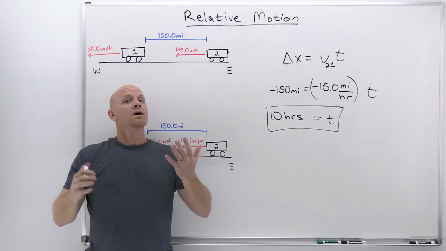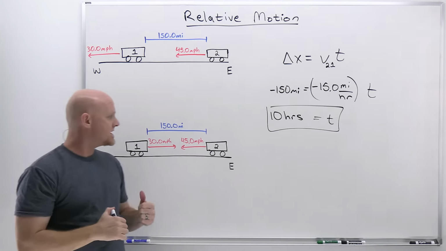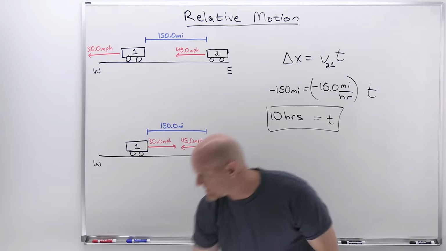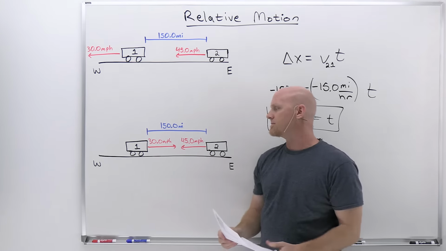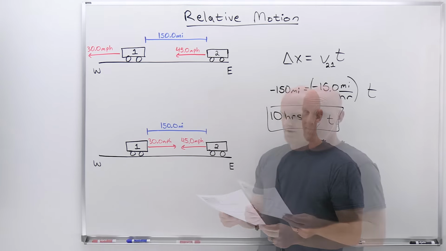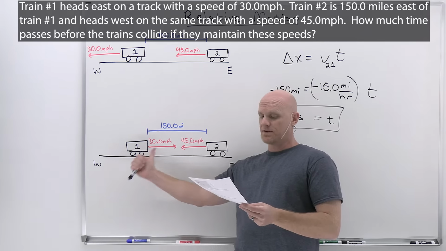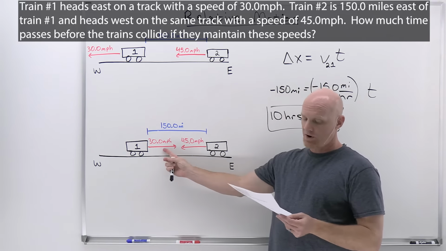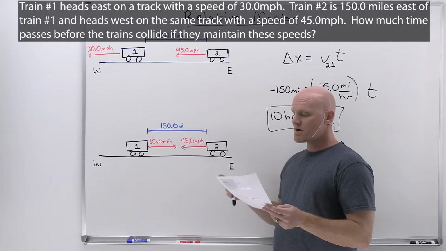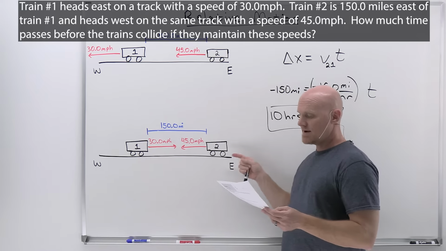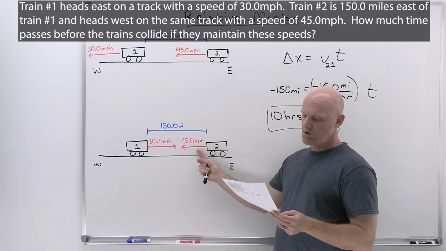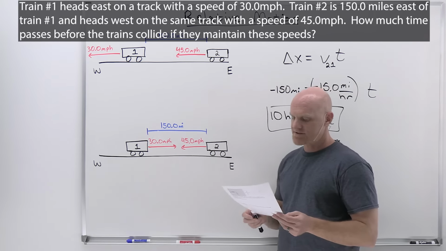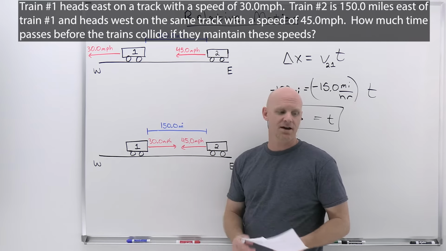Okay, so the even more classic problem is if the trains are actually heading towards each other, as in the example below. The numbers I'm using are exactly the same, but now we'll have them heading towards each other. Train number 1 is heading east on a track with a speed of 30.0 miles per hour. Train number 2 is 150 miles east of train number 1 and is heading west on the same track with a speed of 45.0 miles per hour. How much time passes before the trains collide if they maintain these speeds?